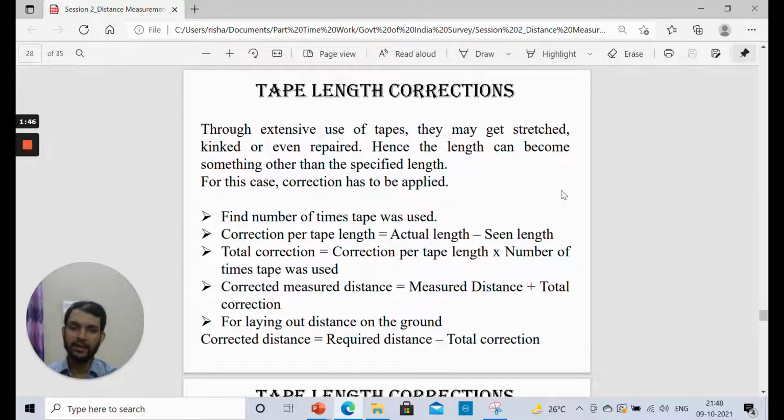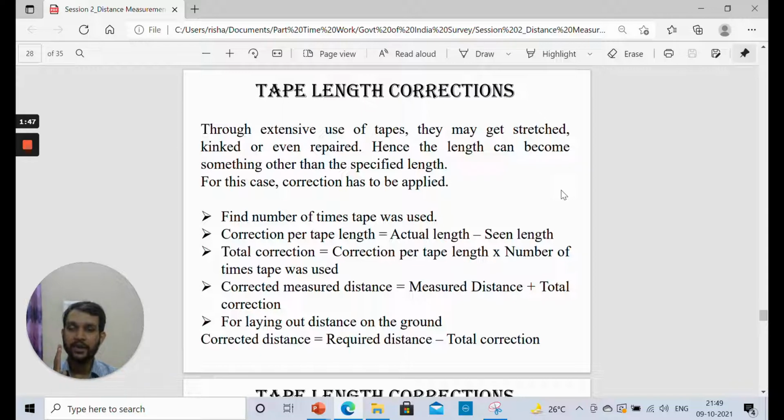Next, the first case was when you need to measure a distance. You have measured a certain distance, and now you are trying to find out the corrected measured distance. The second is when you need to lay the distance on the ground. You have still not conducted the survey, and you have been asked to lay 200 meter on the ground. This is starting station A, and from this you have been asked to lay 200 meter distance. Now you have a tape in your hand whose length is not 30 meter, instead it is 29.9 meter.